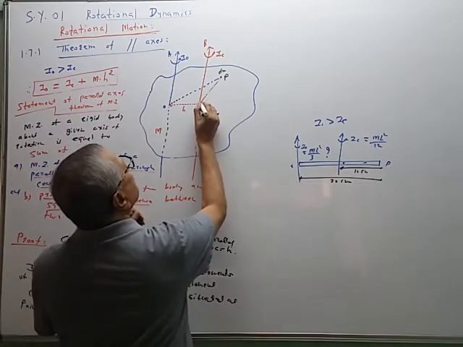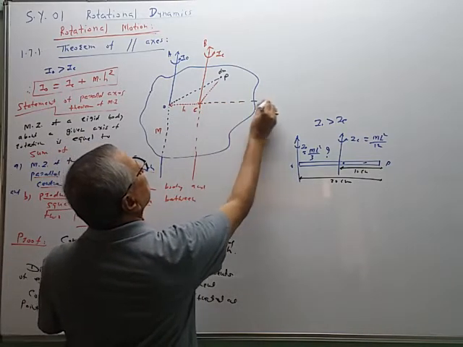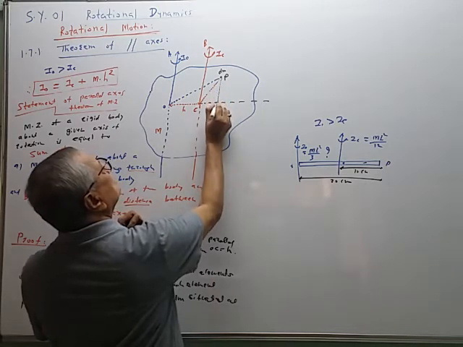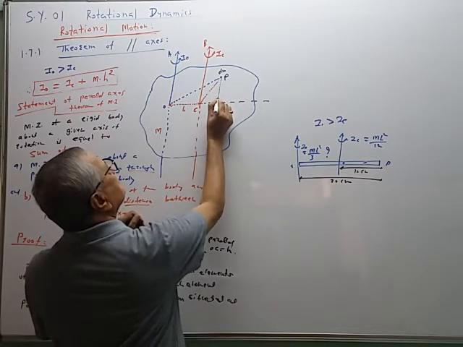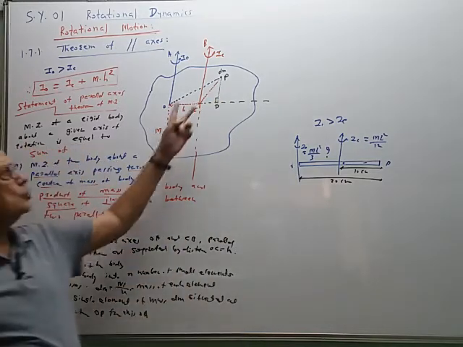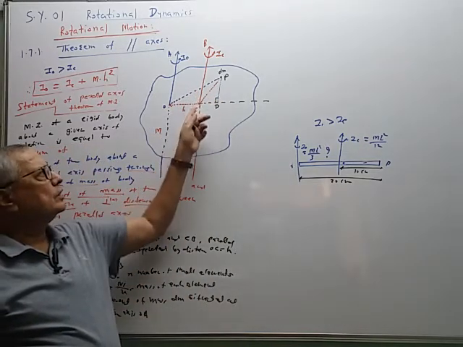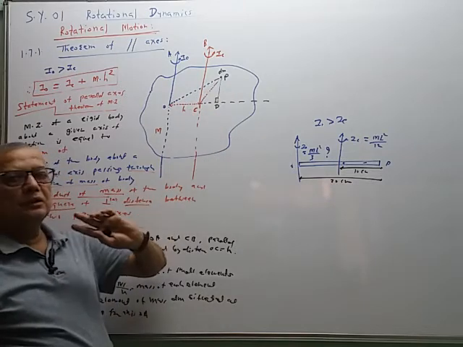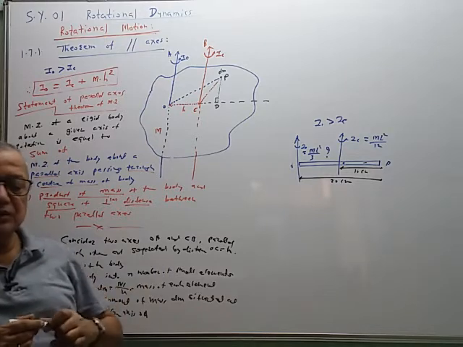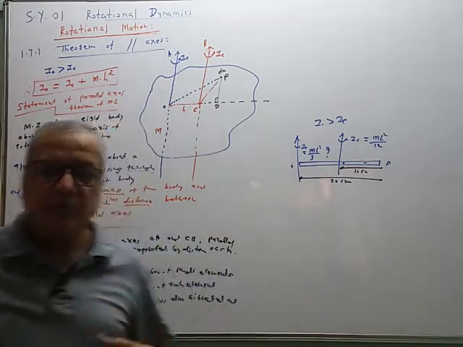Extend this line OC, draw a perpendicular from P. So this is PD, this is 90 degrees. So now there are two right angle triangles in our figure. One is CPD and the other is OPD. So using these right angle triangles, we can get the relation between OP and CP like this.